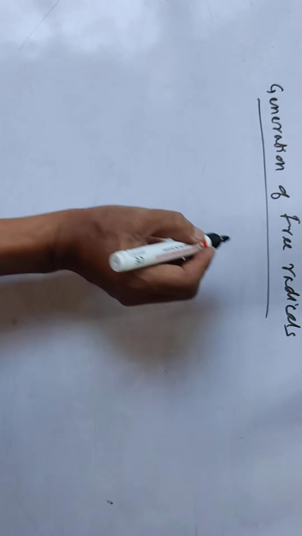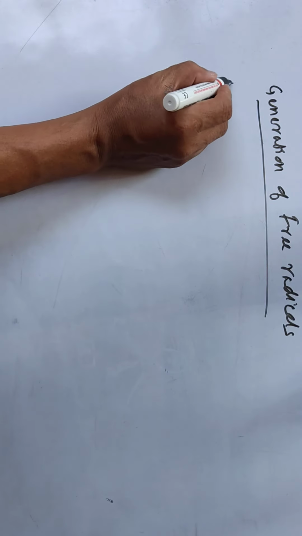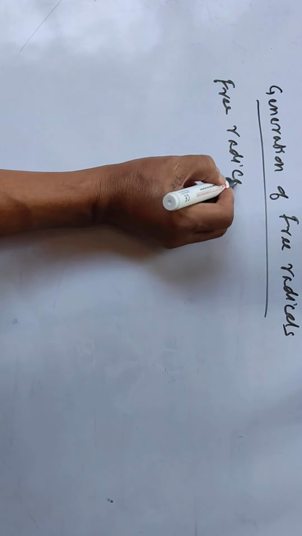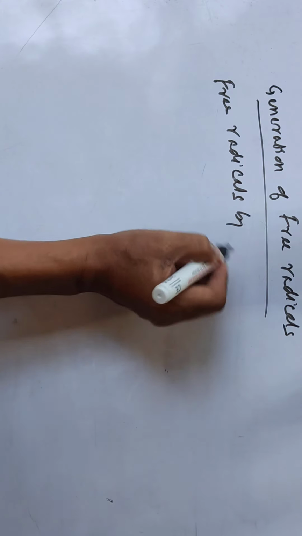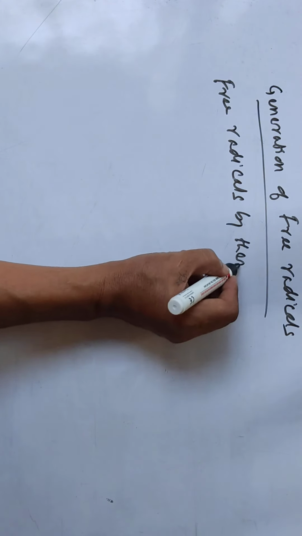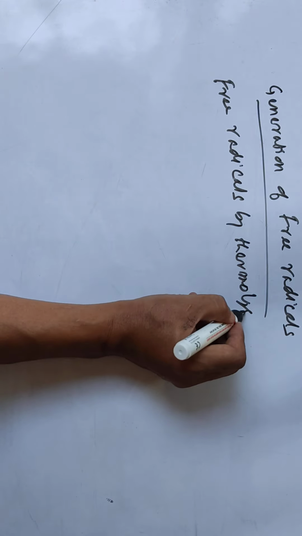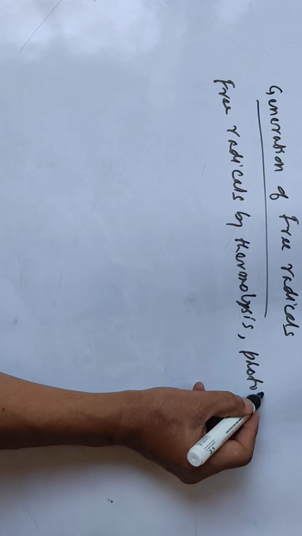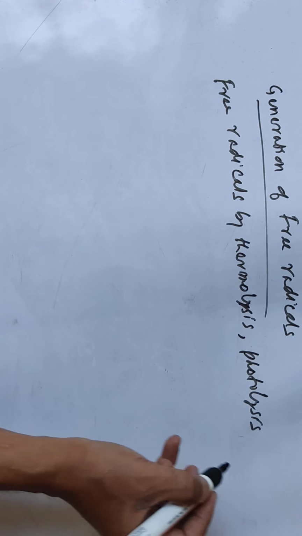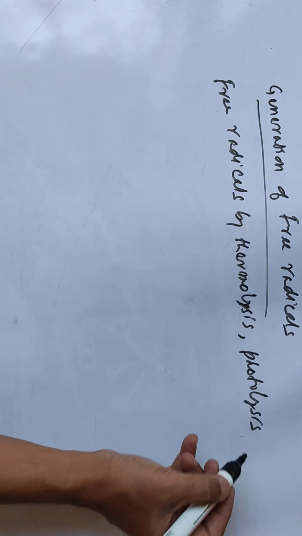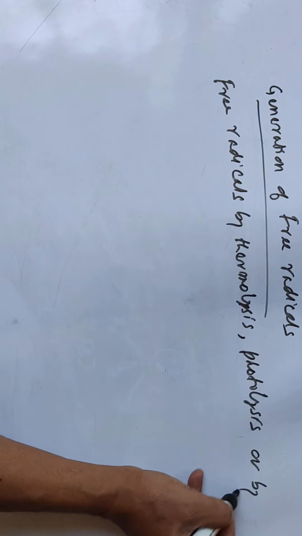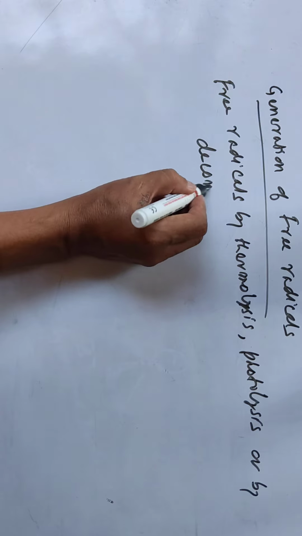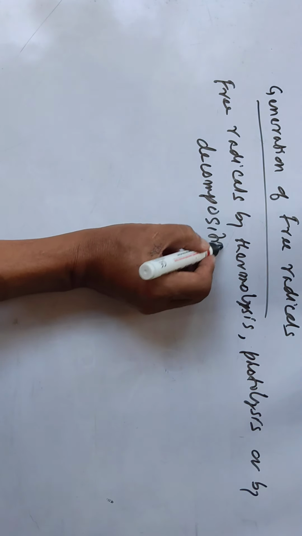So free radicals can be generated by pyrolysis, or you can say by thermolysis or thermolytic fissions, and photolysis, or by decomposition reactions.